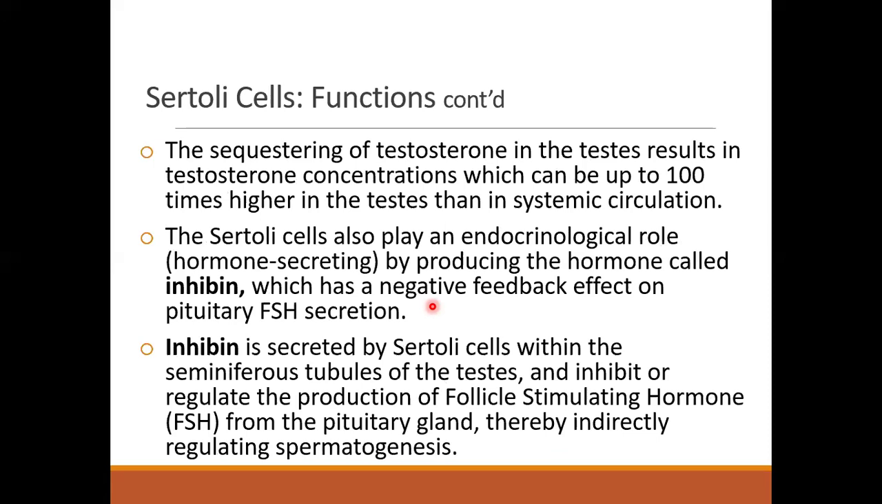So the sequestration of testosterone in the testes results in a testosterone concentration which can be up to 100 times higher in the testes than in systemic circulation. I think I've mentioned this already, that at the puberty stage, testosterone will be produced, because the hypothalamus has triggered the production of gonadotropin releasing hormones, which will come to the pituitary. The pituitary will then produce the gonadotropins, which are the FSH and the LH. So they'll go into the testicles, and then they'll begin to work.